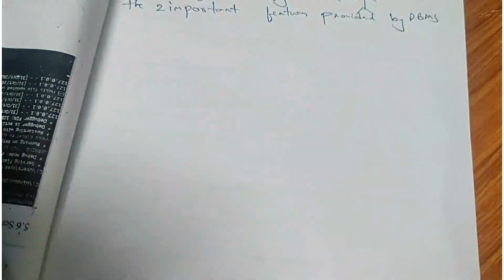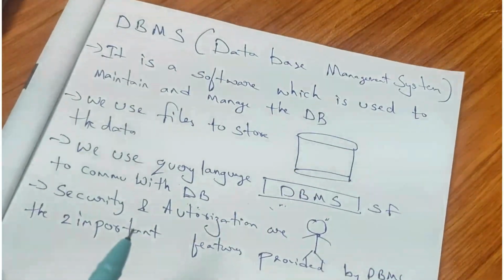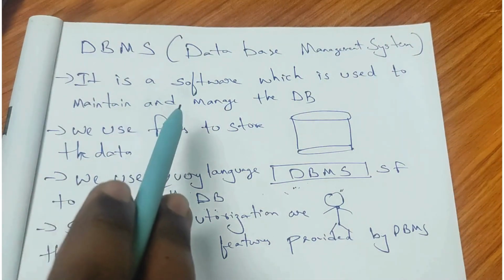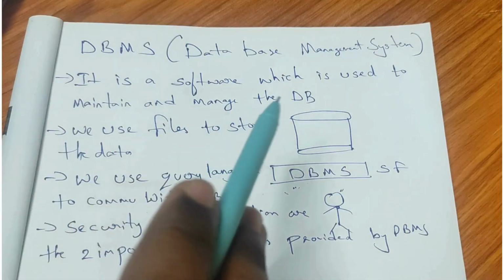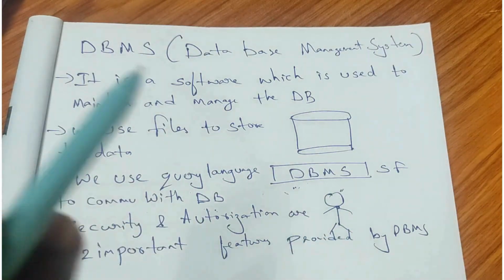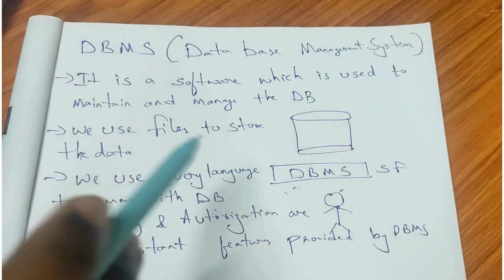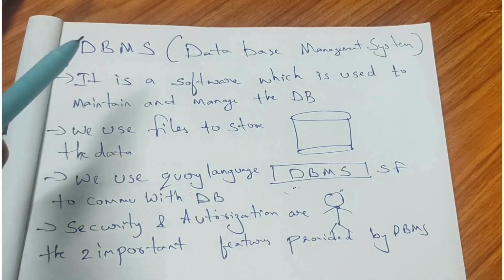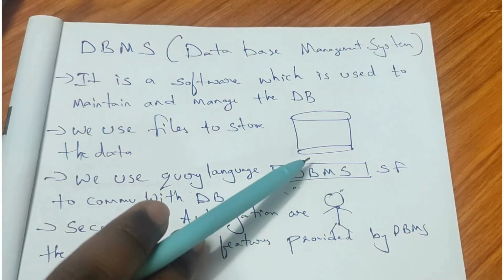So this is nothing but a database. Now we'll be learning what is meant by DBMS. DBMS is a database management system. It is an important feature in the database; it is software which is used to maintain and manage the data. It performs CRUD operations like create, read, retrieve, update, modify and delete. These are the operations done by the DBMS to manage and maintain the database.